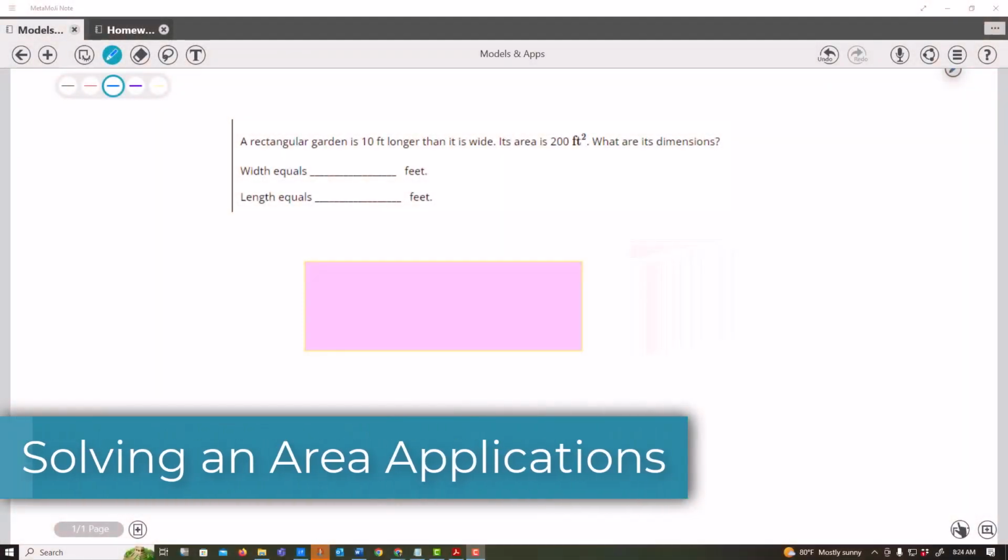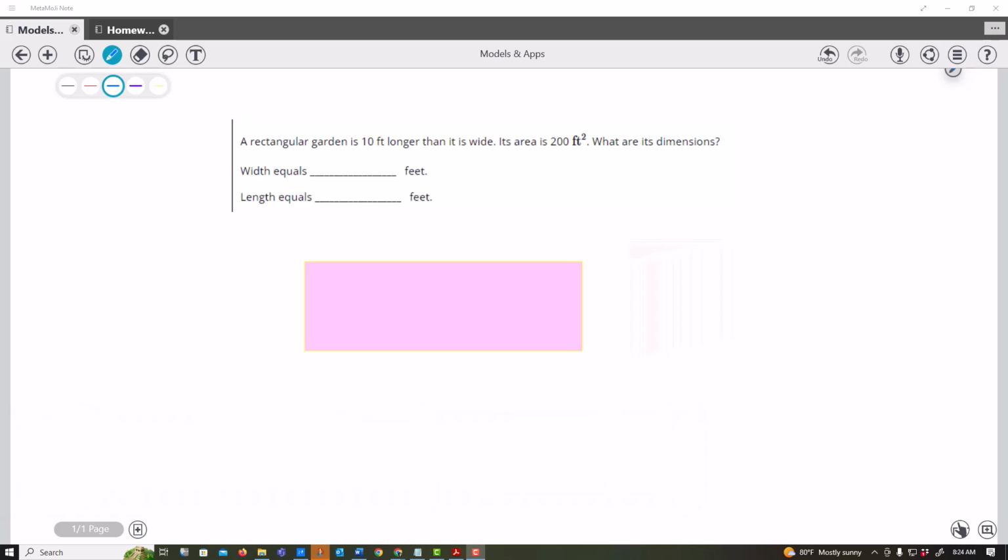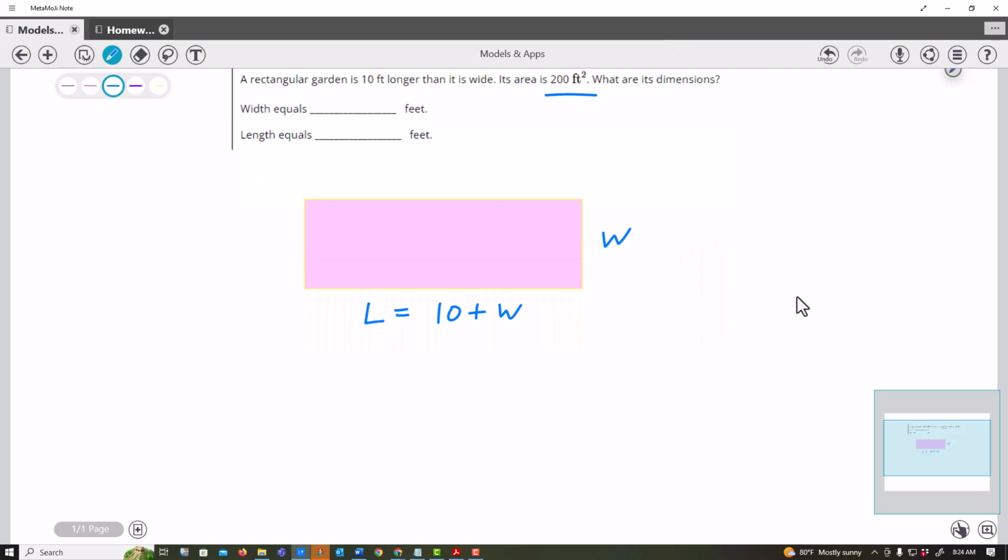All right, so we have a problem that says this rectangular garden is 10 feet longer than it is wide. So the length is 10 feet plus the width, and it says the area is 200 feet. So we know the formula for a rectangle. The area, I'll start it right here. Area equals length times width. So we're told the area is 200 feet, which is length times width.